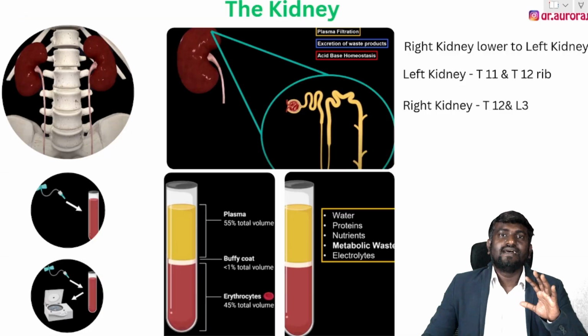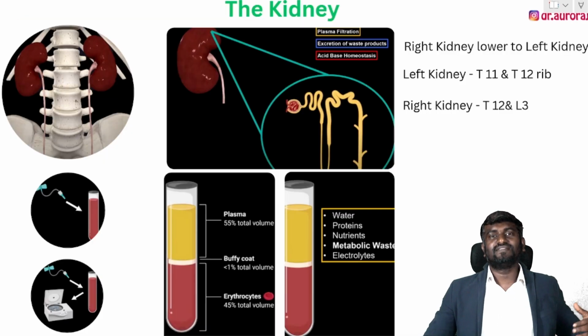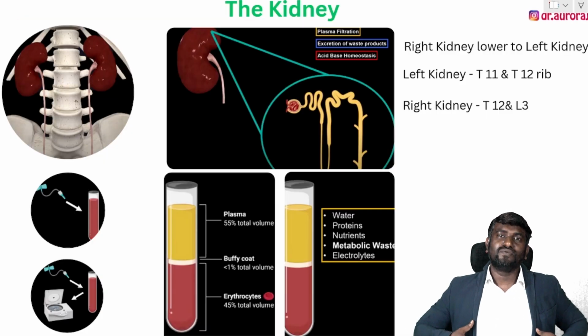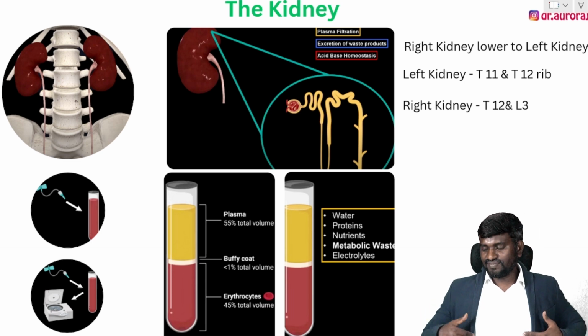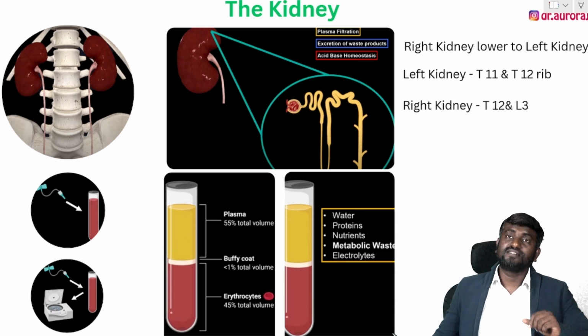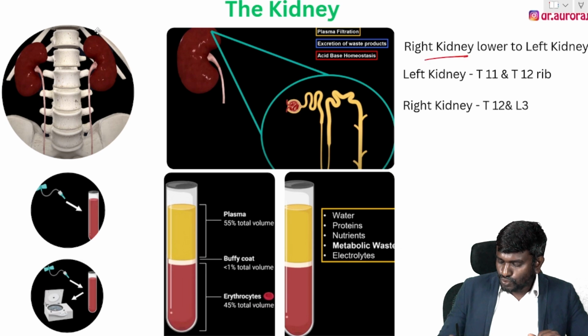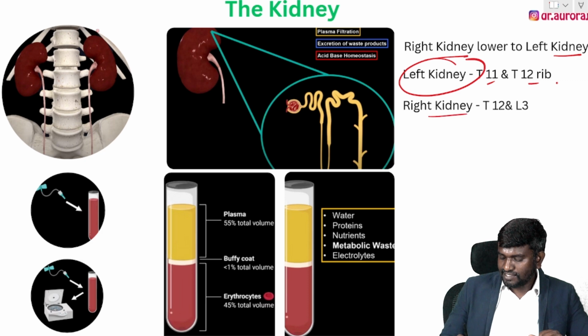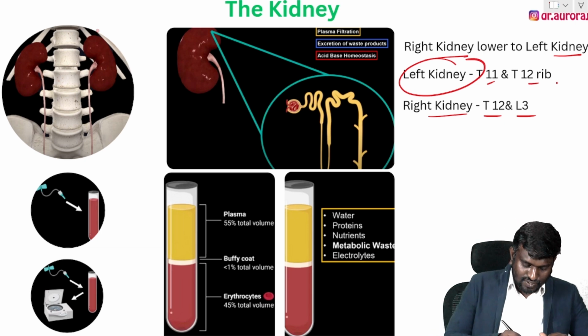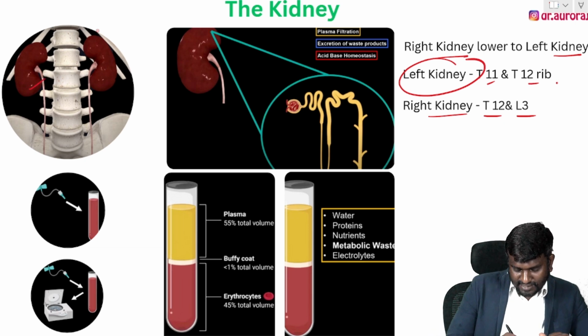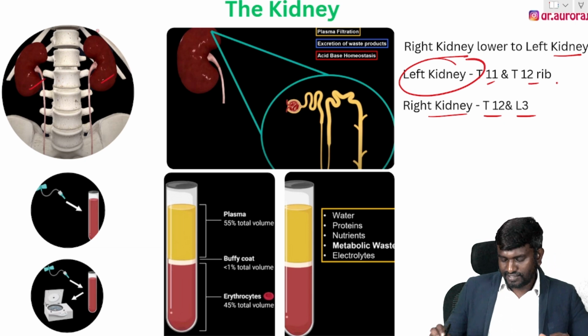Hope you get it. Discussing the kidney, we have the left kidney and the right kidney. We all know that the right kidney is a little lower and the left kidney is a little upper. Let's see it. The right kidney is lower than the left kidney. The left kidney is going to be from T11 to T12, whereas the right kidney is going to be T12 to L3 because of the liver. Now this is going to be what? The right kidney, and here we have the left kidney.